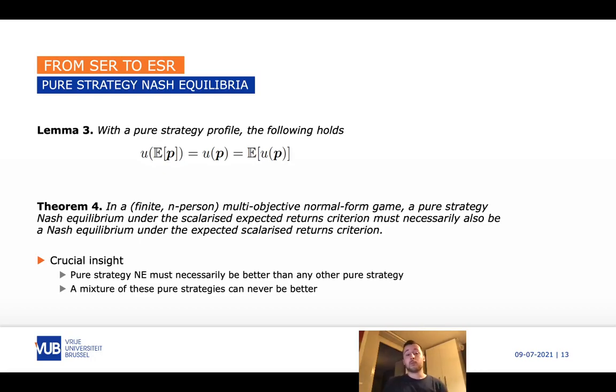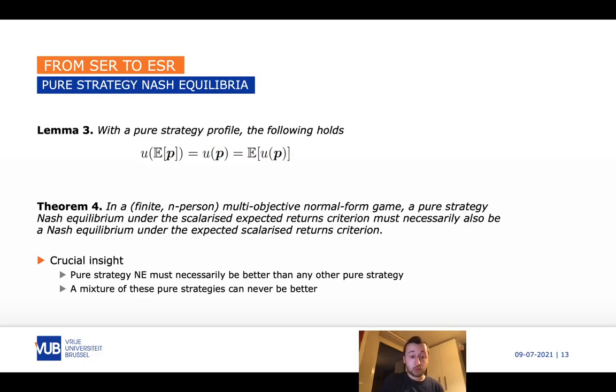Now we will move on to the last set of contributions of this work, namely we take a look at pure strategy Nash equilibria. And first we take a look specifically at how pure strategy Nash equilibria relate going from SER to ESR. To kick things off, we had to come up with a quick lemma that states that if you have a pure strategy profile, the following holds. So the utility of the expected returns is the same as the utility of the returns is the same as the expectation of the utility of the returns. And this holds because if you have a pure strategy profile, your payoff will be constant, and the expectation of a constant is always that constant. All right?